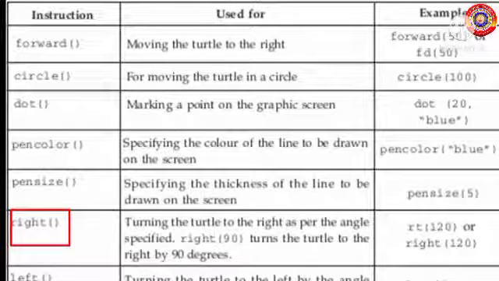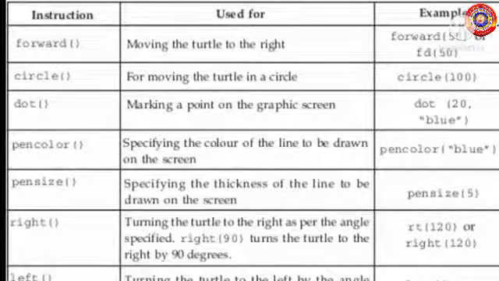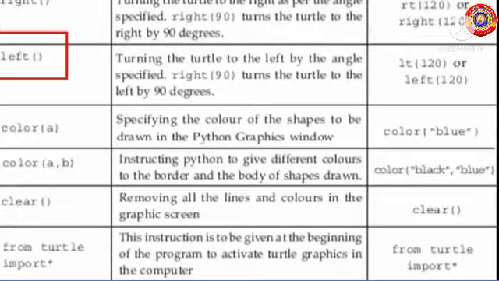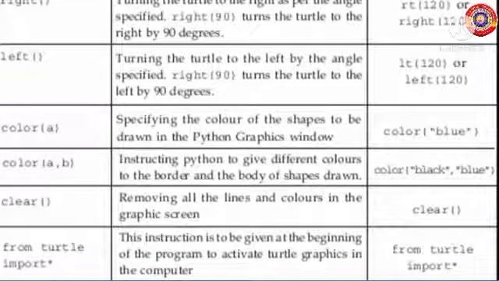Then right. It is used to turn the turtle to the right as per the angle specified. That is, right 90 turns the turtle to the right by 90 degrees. So, if we give RT 120 or right 120, it will turn the turtle to the right by 120 degrees. RT is the short form of the right instruction. Next instruction, left. It turns the turtle to the left by the angle specified. For example, left 90 turns the turtle to the left by 90 degrees. LT is the short form of left.